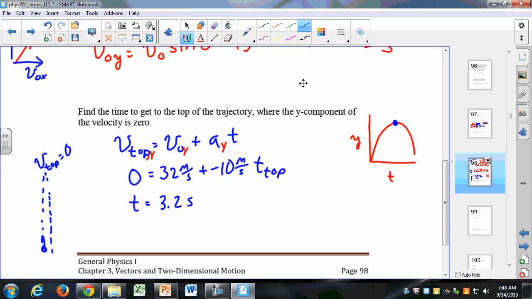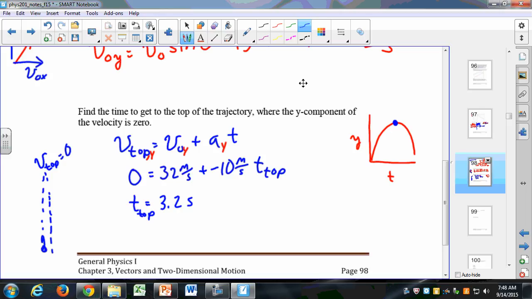Because remember that same problem, finding this time to get from here to here is just half the total time, only because I'm beginning and ending at the same point. Now, we will have some problems later where you're not beginning and ending at the same point, and you have to approach those problems a little bit differently, but the same ideas still hold. So this is our t top.